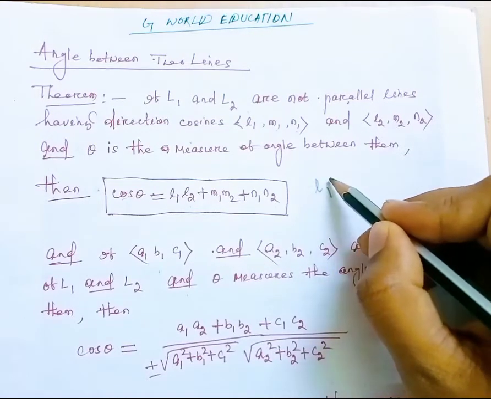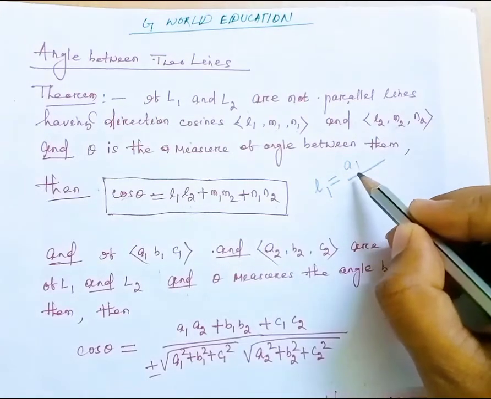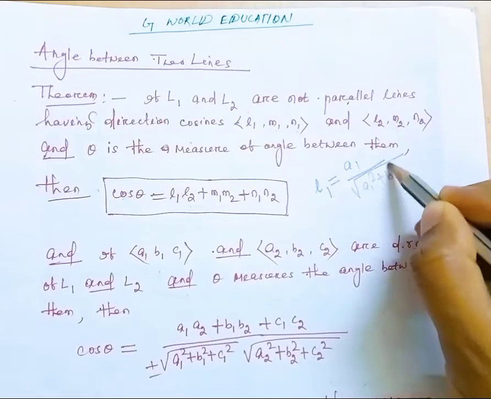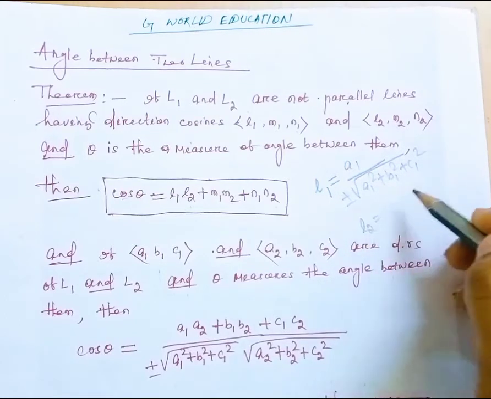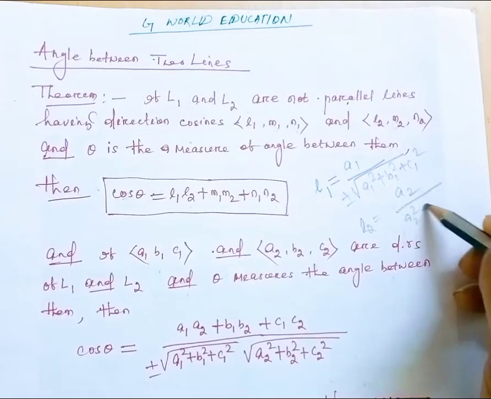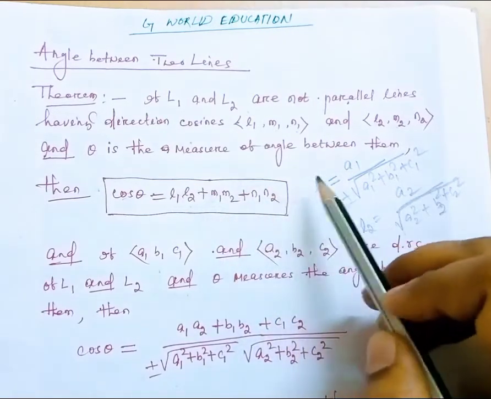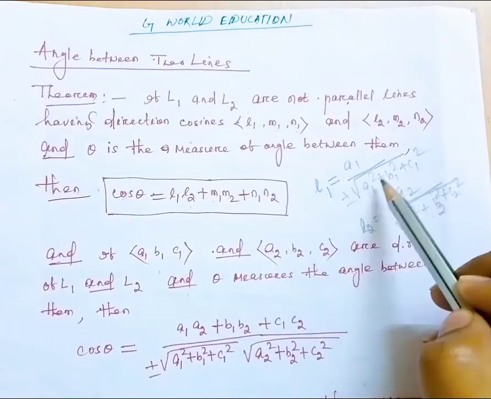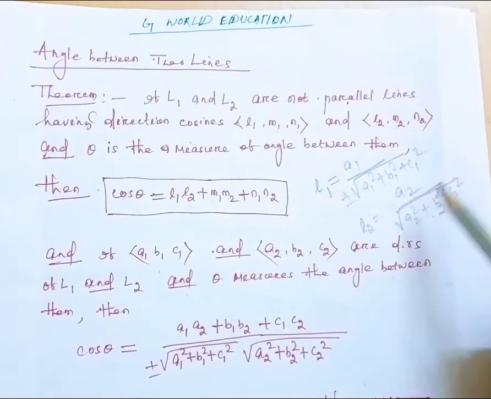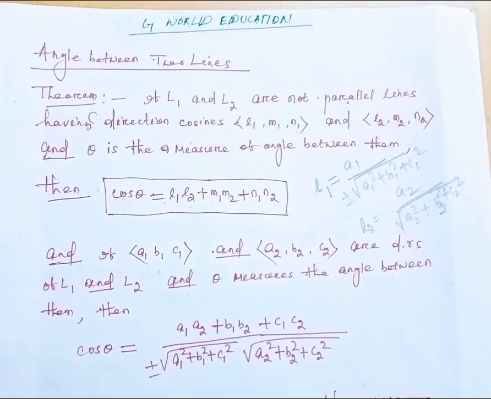We know direction cosines can be obtained from direction ratios using this formula: l1 equals a1 divided by the square root of a1 squared plus b1 squared plus c1 squared, and l2 equals a2 divided by the square root of a2 squared plus b2 squared plus c2 squared. In a similar way, m1 equals b1 divided by this much, m2 equals b2 divided by this much, n1 equals c1 divided by this much, n2 equals c2 divided by this much. So using this in the equation, you will get cosine of theta equal to a1 a2 plus b1 b2 plus c1 c2 divided by this much quantity.